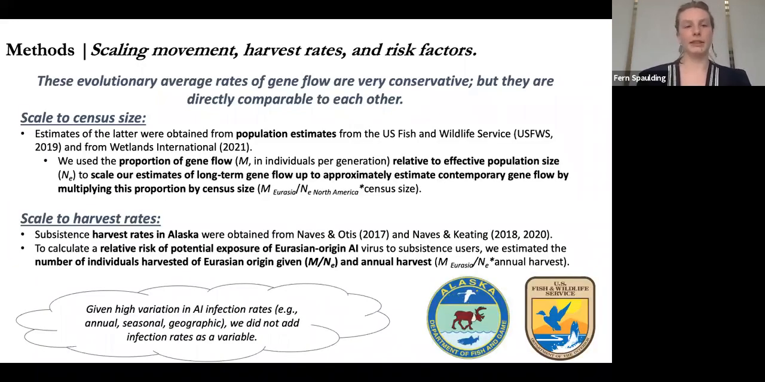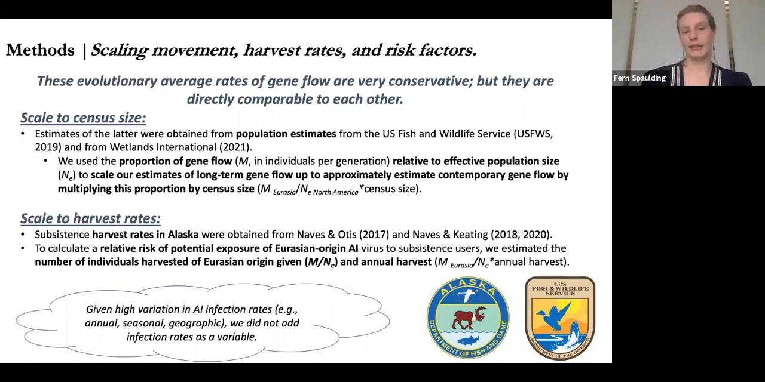So next we had to scale movement and obtain harvest rates and calculate a risk factor. So it's important to know that these evolutionary averages of gene flow are very conservative, but as a result, they're directly comparable to each other. So we are able to scale these up.